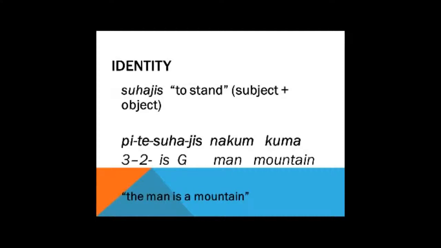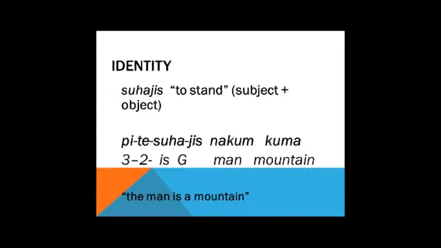Identity. Now with identity in Latropeth, we actually use the verb suhayis. Suhayis literally means to stand. When you use the verb to stand with a subject and an object in the sentence, then this structure is used to convey the identity of the subject in terms of what it is or who it is. So let's just look at the example.